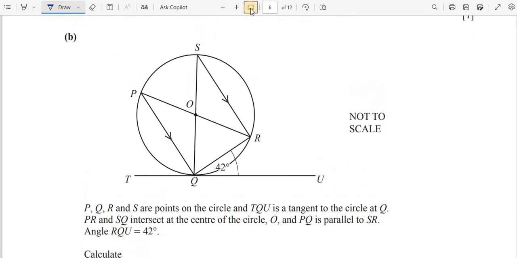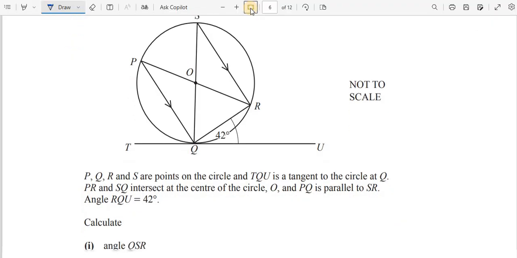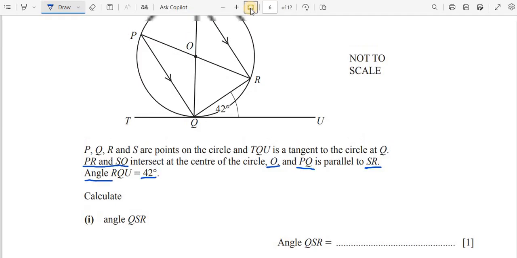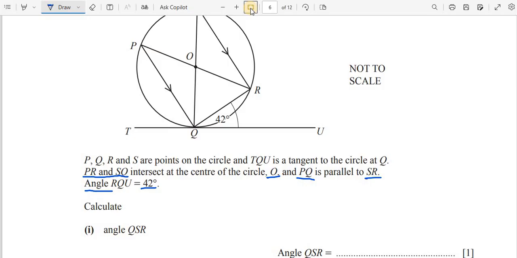Part B. This is the diagram. P, Q, R, S are points on the circle and TQU is a tangent to the circle at Q. PR and SQ intersect at a point O, and PQ is parallel to SR. Angle RQU is equal to 42. This angle is equal to 42.